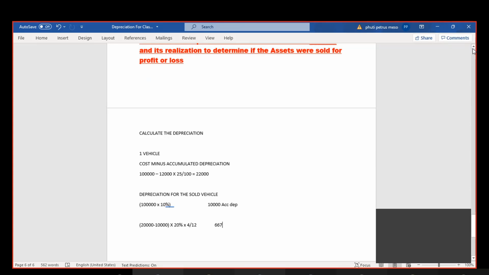Then it means that our total depreciation for the vehicle sold, including the original cost of the vehicle, is 22,000. And then you add it, so you're going to have 22,000 rand plus 666.7, so your total depreciation will be 22,667. That's your total depreciation for the vehicle.